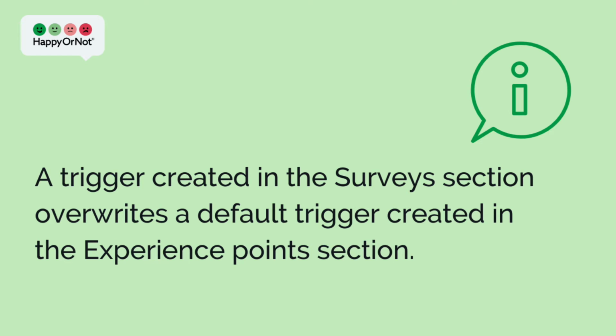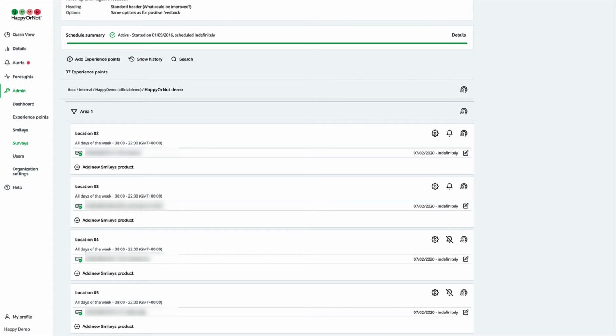Also, a trigger created in Survey section for a specific survey overwrites a default trigger created in the Experience Point section. You might also have a need to create different types of triggers for different surveys, and in that case, it's a good idea to manage alert triggers here.